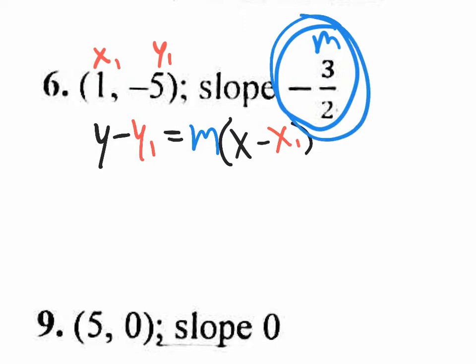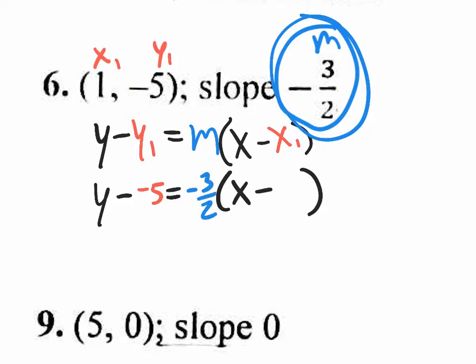Point slope form, the best way to do it is to rewrite it but blank. So y minus blank spot equals blank spot times x minus blank spot. And then plug in your y1 value. What's your y1 value? Negative 5. What's your m value? Negative 3 over 2. What's your x1 value? 1. Ladies and gentlemen, if they say write an equation in point slope form, you would be done. This would be your answer.